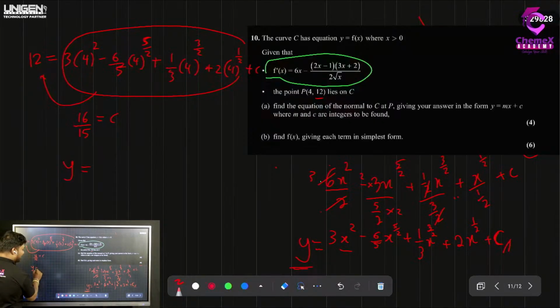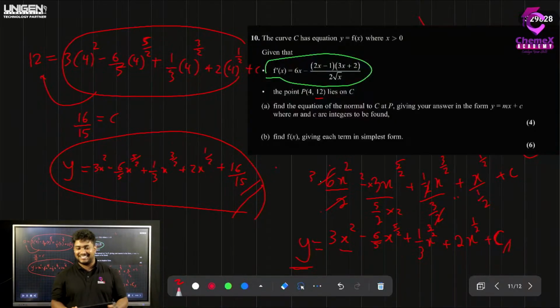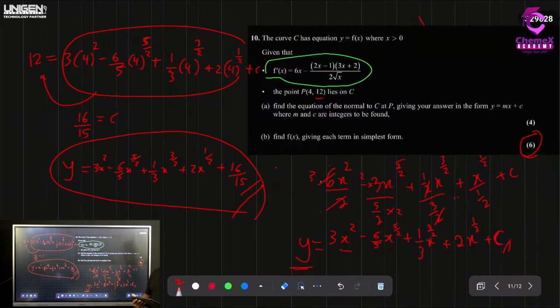You have to write again y equals 3x squared minus 6 over 5 x to the power 5 over 2 plus 1 over 3 x to the power 3 over 2 plus 2x to the power half plus 16 over 50. That's how you get the 6 marks. You have to do all of that to get the 6 marks. Do you understand? Both questions together carry 10. This question usually comes as an integration, asking for the equation, and you write it with the c value.